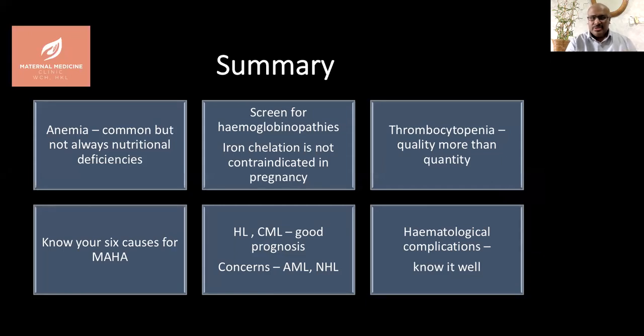There are 6 common causes of MAHA in pregnancy: TTP, HUS, HELLP syndrome, acute fatty liver in pregnancy, APS and SLE are the common causes. Hematological malignancies, Hodgkin's lymphoma, CML have got good prognosis. Patients with non-Hodgkin's lymphoma or acute myeloid leukemia, they are of concern. They need a high level of multidisciplinary care and close surveillance and monitoring. Hematological complications are not uncommon. Every single obstetrician should be proficient. You should be skilled in management of hematological complications in pregnancy.